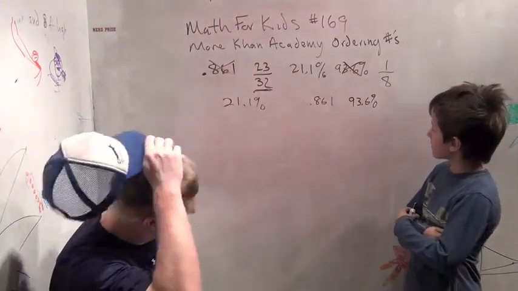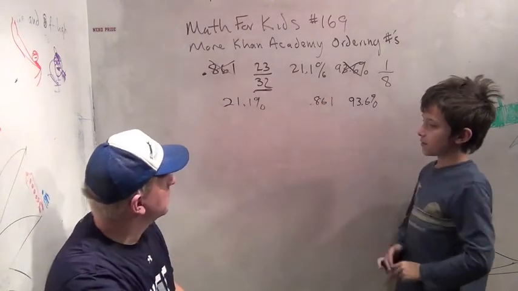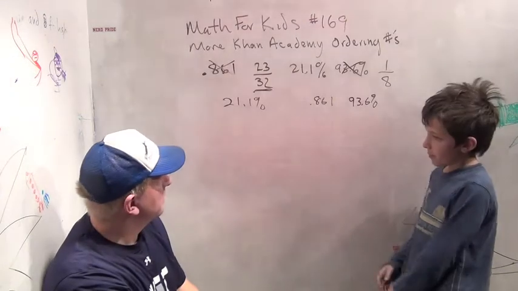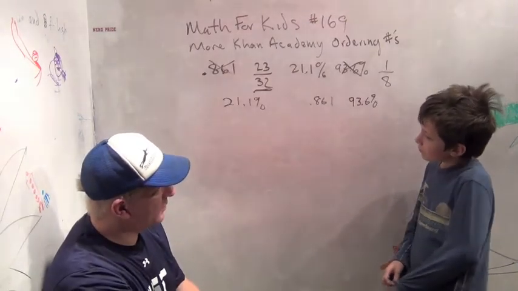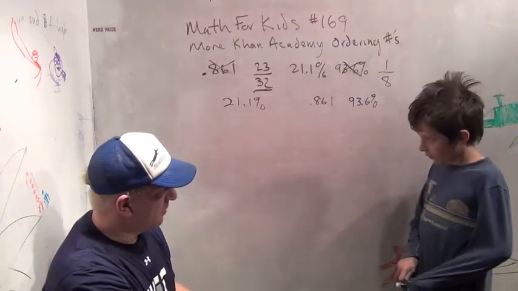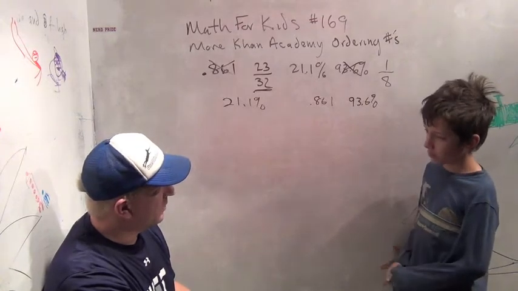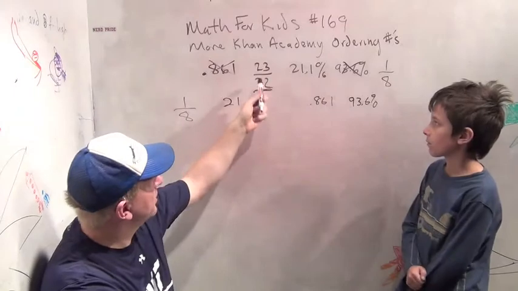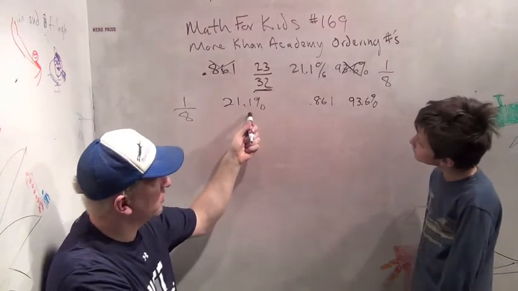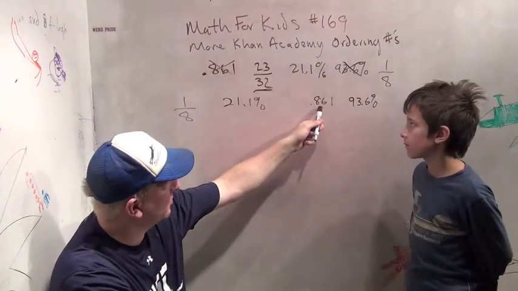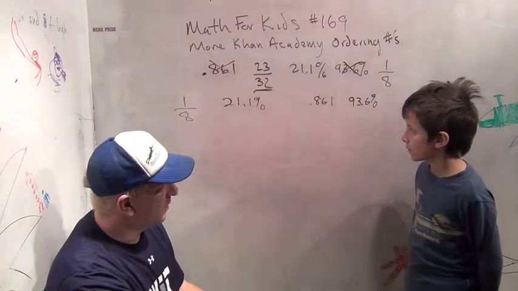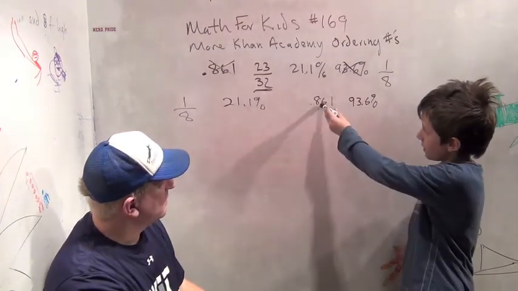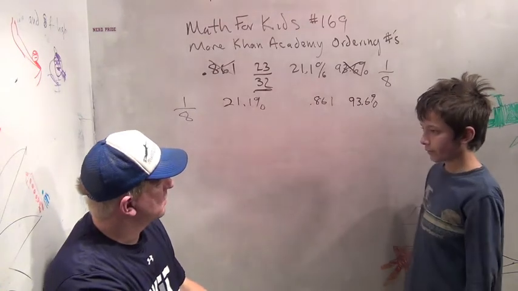1/8 is half of 1/4. It's smaller than 21.1%. What is 1/4? It's 0.25. So what is 1/8? 0.125. So 1/8 is over here. The only thing we have to figure out is 23 sevenths, and we know it's bigger than 21.1%. The only question is, is it less than 0.861? Well, 0.861 we can say 0.85.